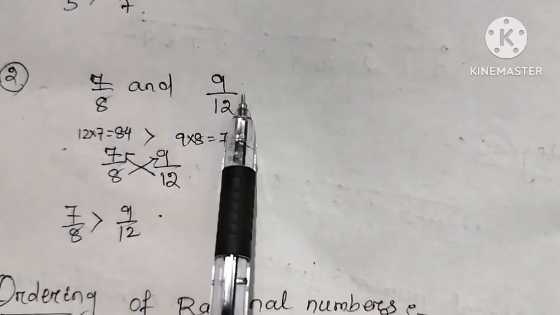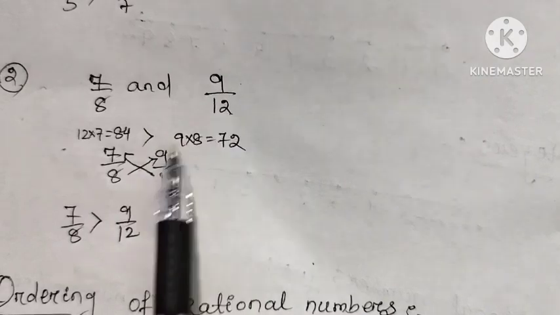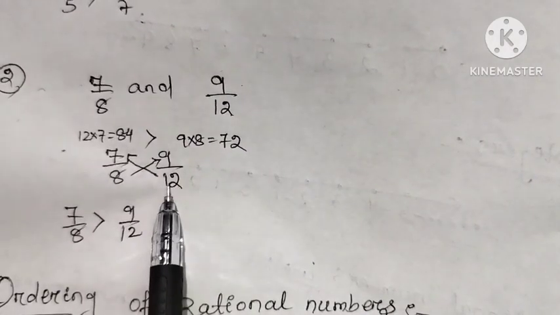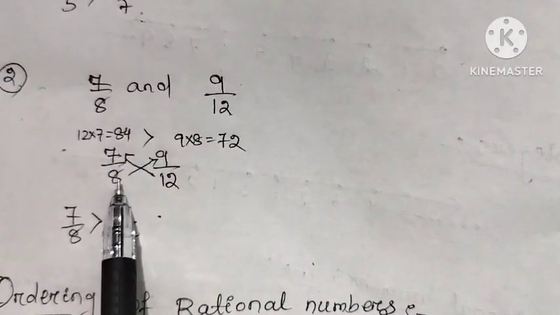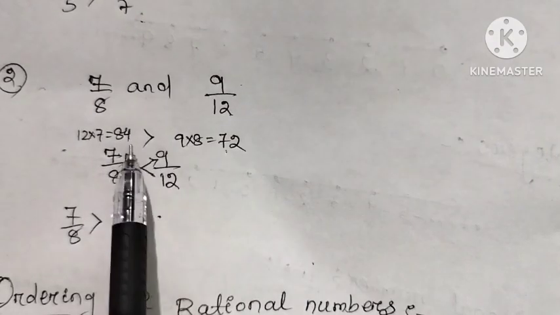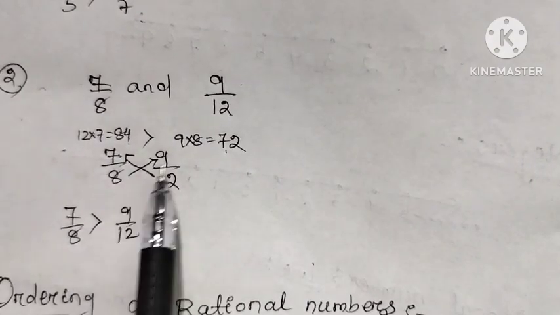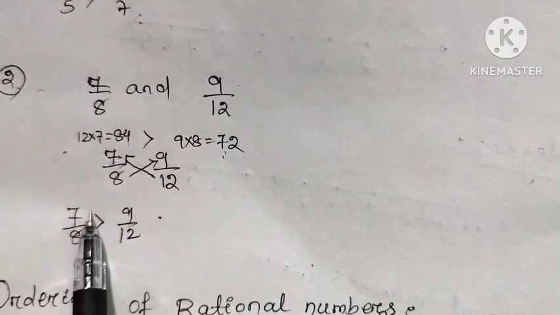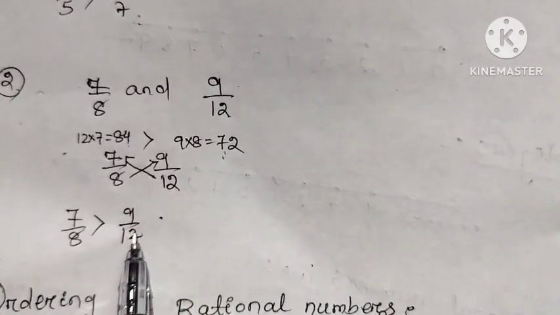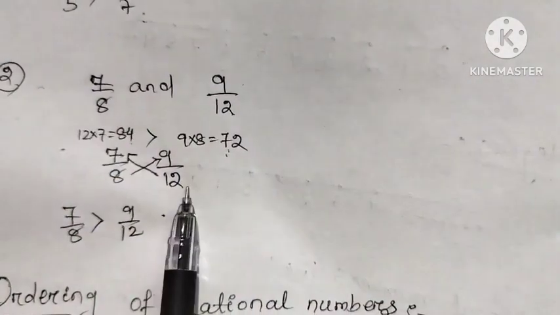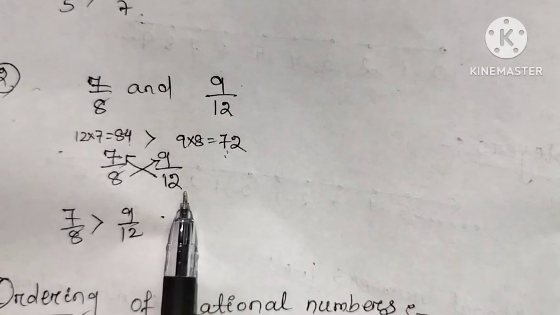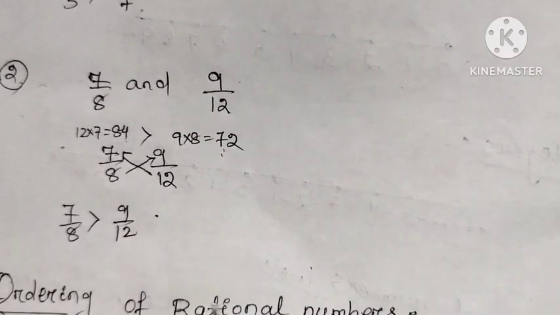7 by 8 and 9 by 12. 7 by 8, 9 by 12. 12 7s are 84. 9 8s are 72. Then 84 is greater than 72. That's why 7 by 8 is greater than 9 by 12. This one is what? Comparison between two rational numbers. You have to compare which one is greater and which one is smaller.